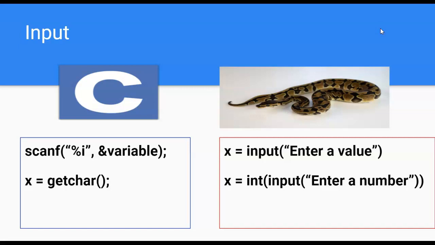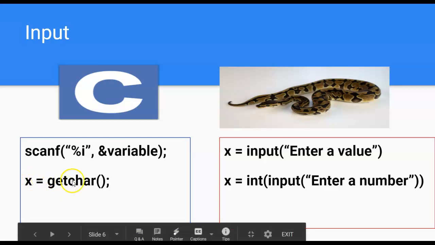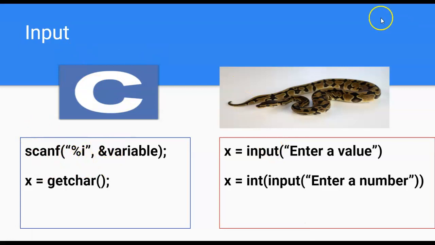In C, we have the scanf function to get input. In Python, we have the input function to get input. So scanf versus input, somewhat similar, although as you can see, the arguments are quite different. We also have the getchar function to get a single character from the keyboard. So scanf and getchar get data from the user via the keyboard. Input does the same thing. And there's some significant differences. So my Python people, you need to watch the video on scanf.